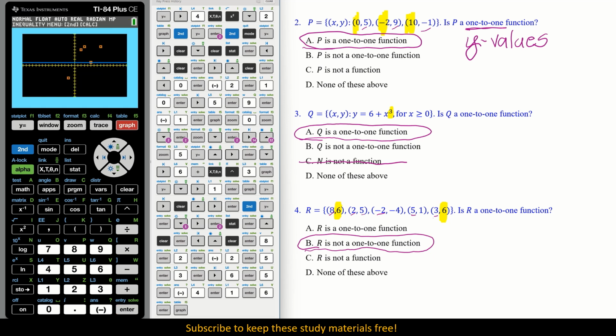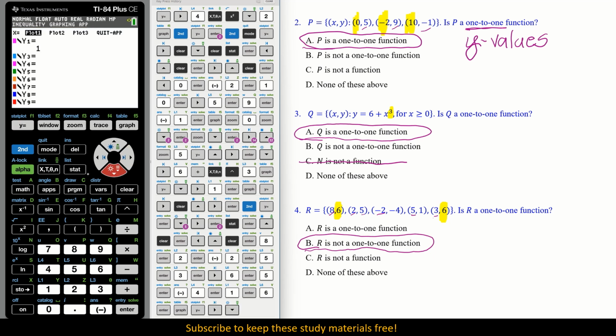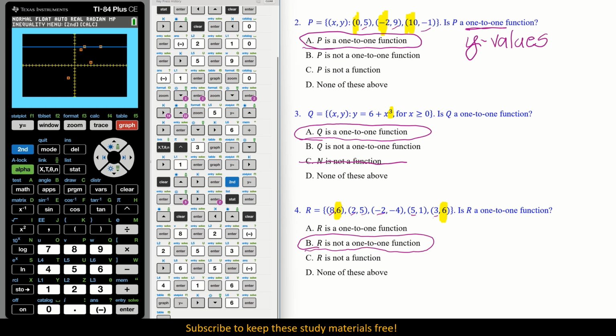And there it is. And ooh, notice, okay, let's go to our y equals and let's put in, instead of 1, let's put in 6. Okay, and graph again. And yes, it goes through both. So obviously, we've graphed a visual representation that verifies number 4. Option B is correct. Okay, moving on to the next.